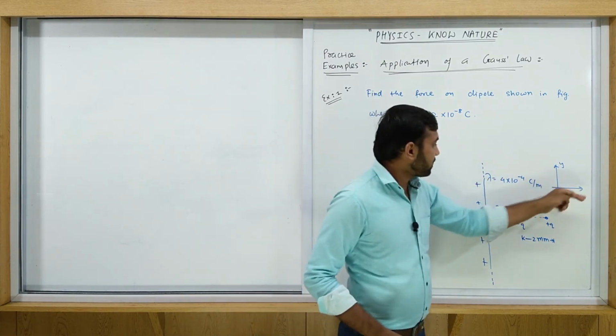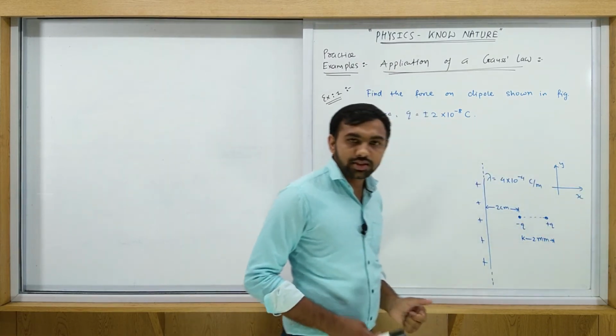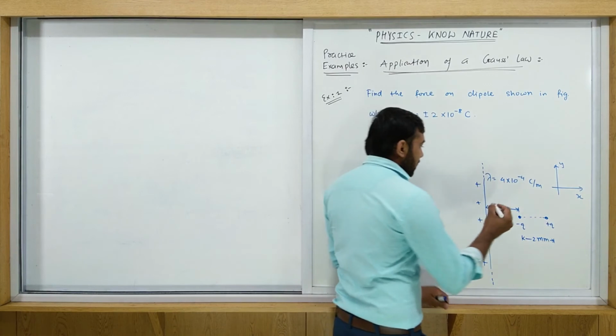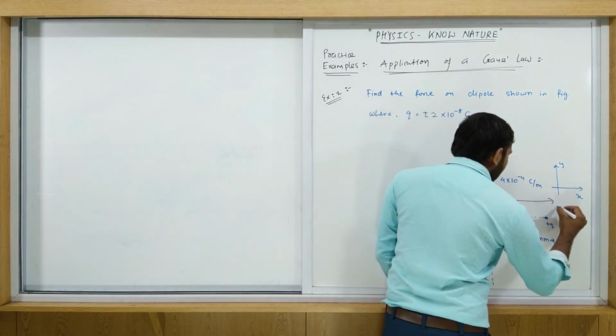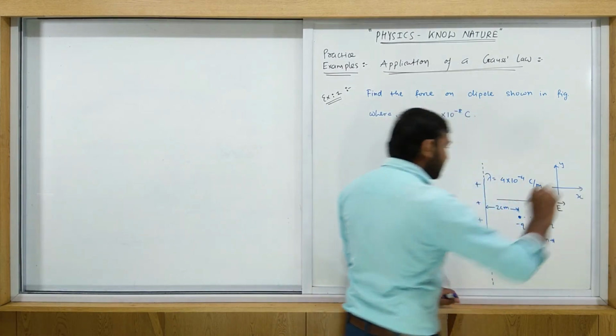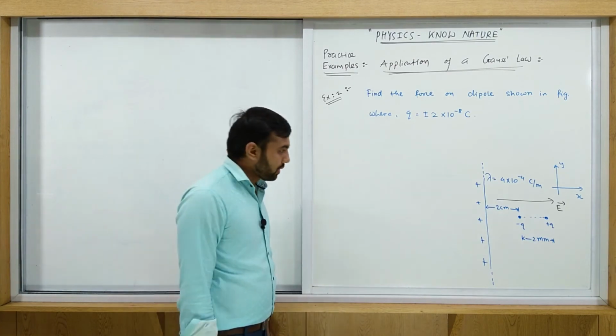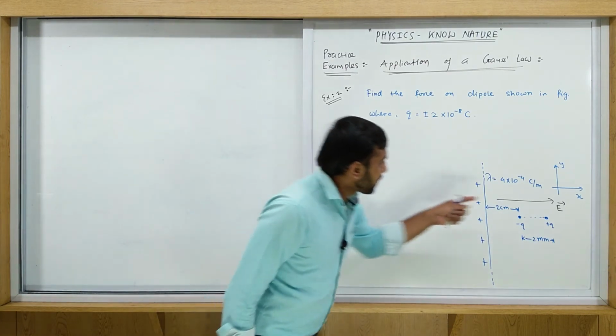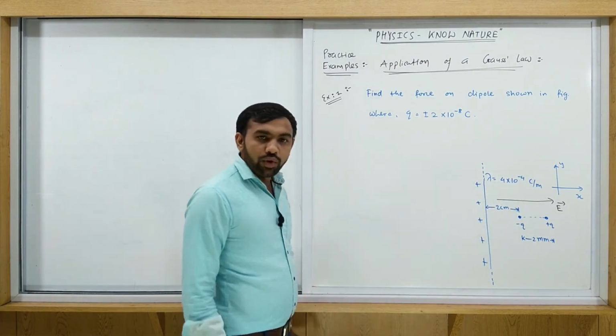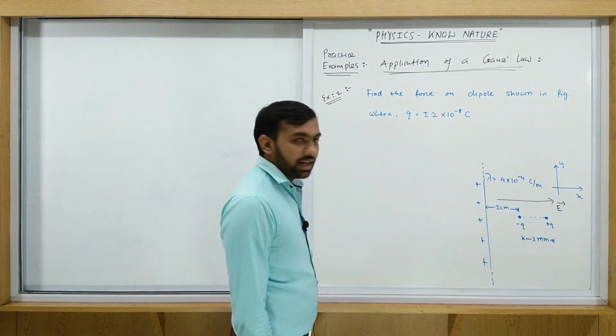Here this direction is considered as plus x and this direction is considered as plus y. So generally the electric field due to this wire is directed like this, in this direction, as we discussed in a previous session. Okay, so the electric field is this one. Now how does this give this electric field?